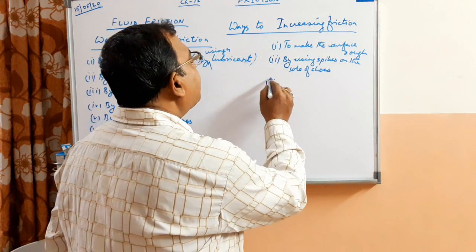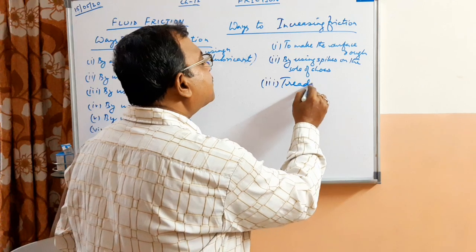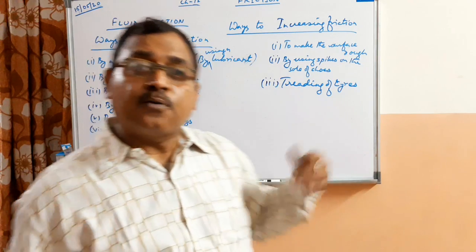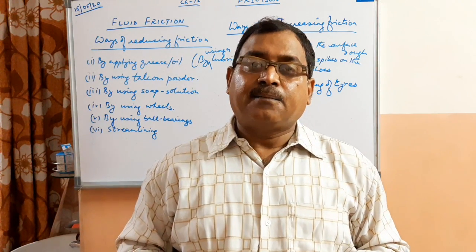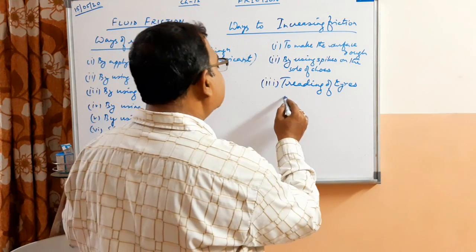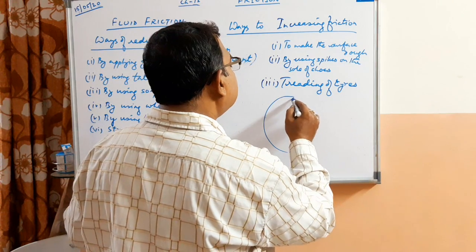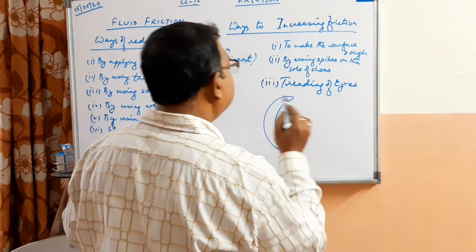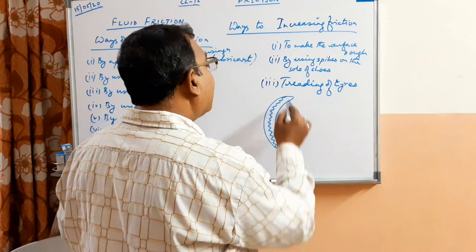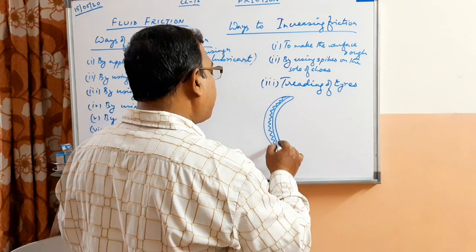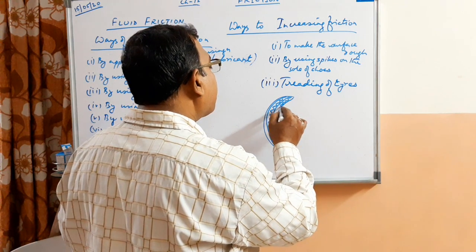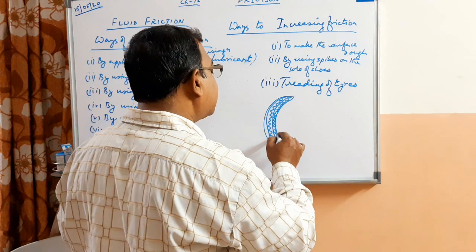Third is treading of tires. You must have seen, very common, treading of tires. What is this? This is also a way of increasing the force of friction. How? By roughening the surface. You must have seen that in tires, big tires you have seen, supposing this is the structure of a tire, this type of grooves are there. Have you seen?